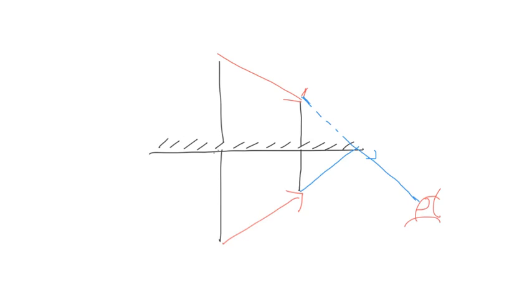Then I can draw this line of incidence to my eye. Okay, and same thing with this. Okay, so this ray's running that way, and that ray's running that way. And that's how you draw a ray diagram.